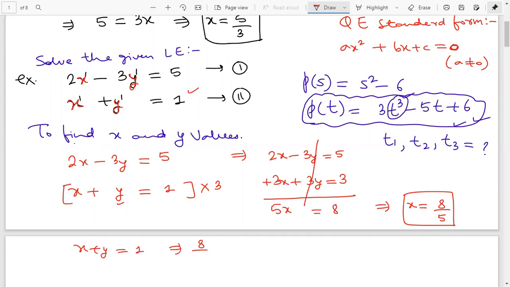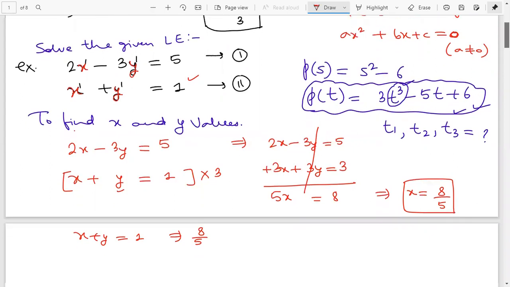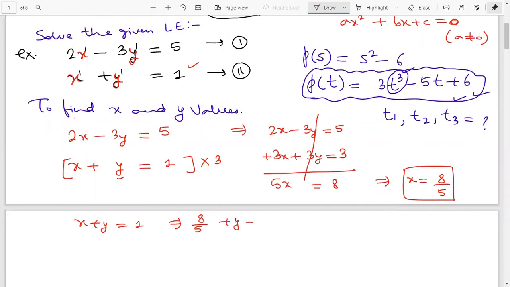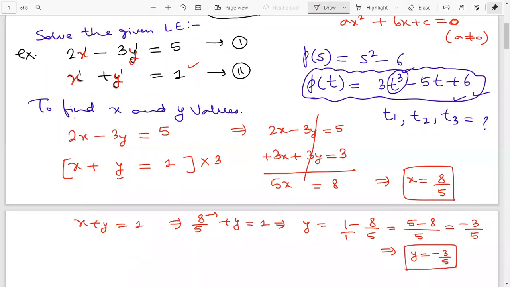So for the value of x we put 8 by 5, and then plus y equal to 1. This 8 by 5 will go to the right hand side, so y will become 1 minus 8 by 5. We take 5 as the LCM. This will be 5 minus 8, that is equal to minus 3 by 5. Hence y is equal to minus 3 by 5. So finally we got the values of x and y.